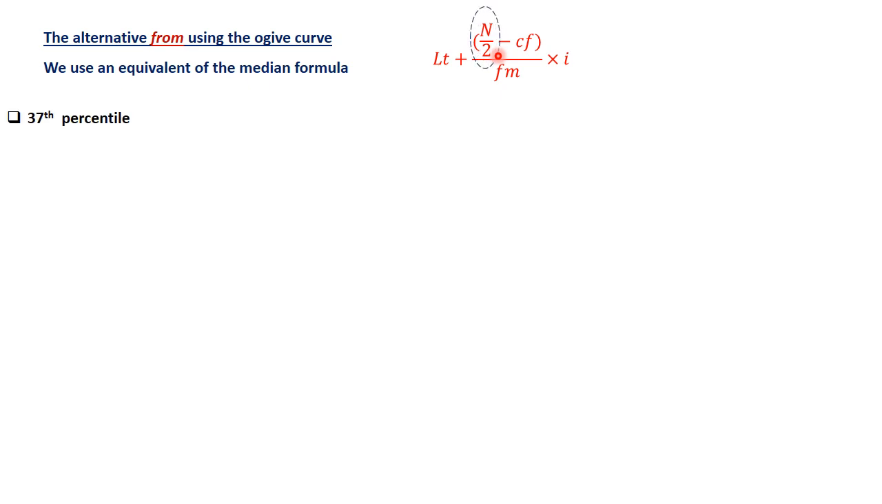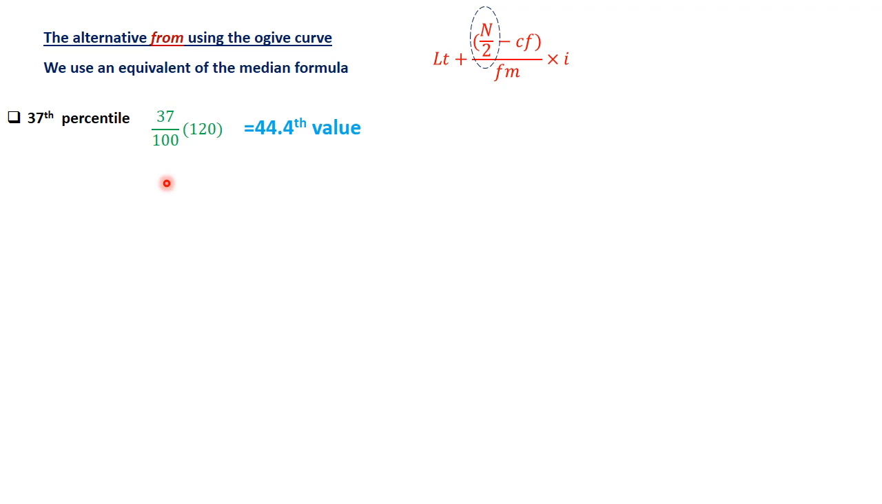For example, if we are doing the 37th percentile, instead of having 120 over 2, we are going to have 37 all over 100 times 120. Okay, this was sort of getting the half of 120. Now we wanted 37% of 120, which is 37 over 100 times 120. So like we've done in the previous case, we'll have 37 over 100 times 120, which gives a 44.4 value.